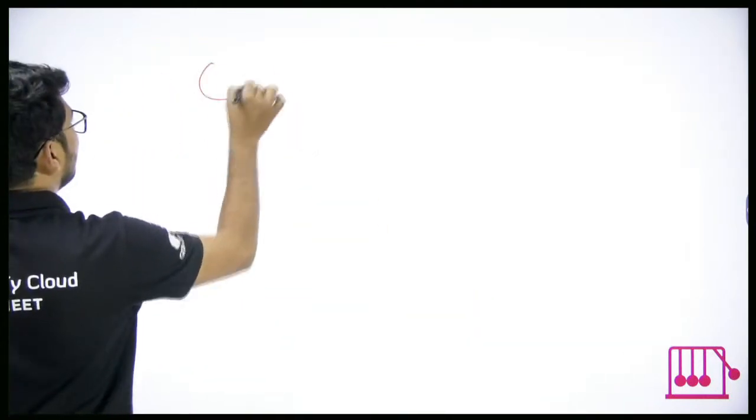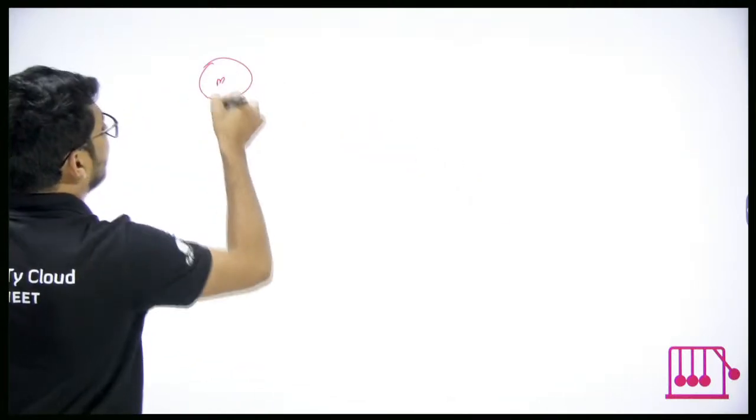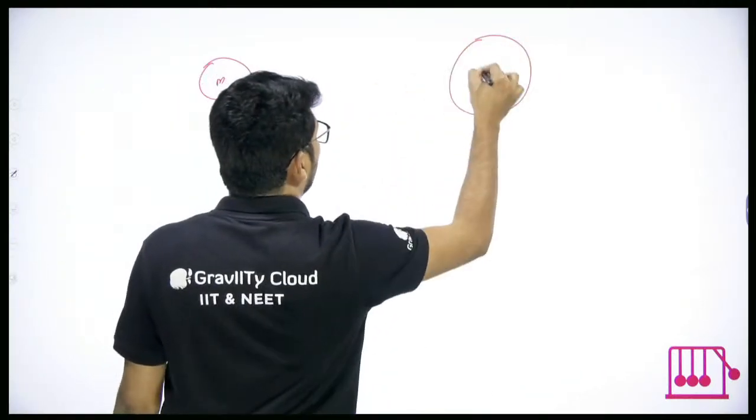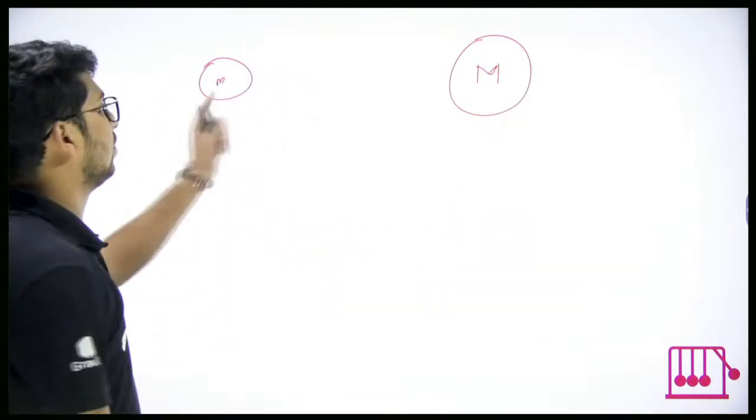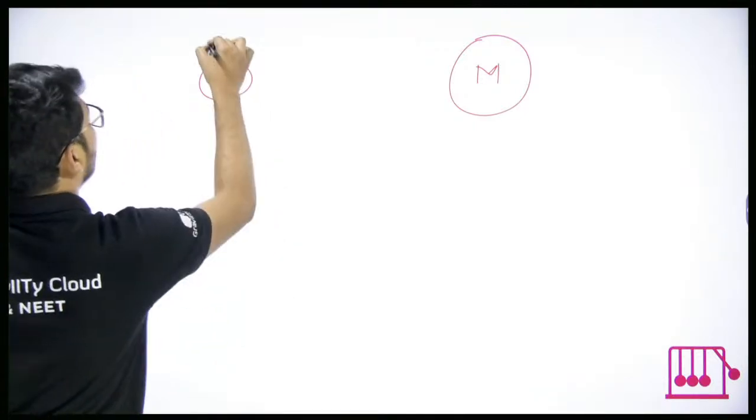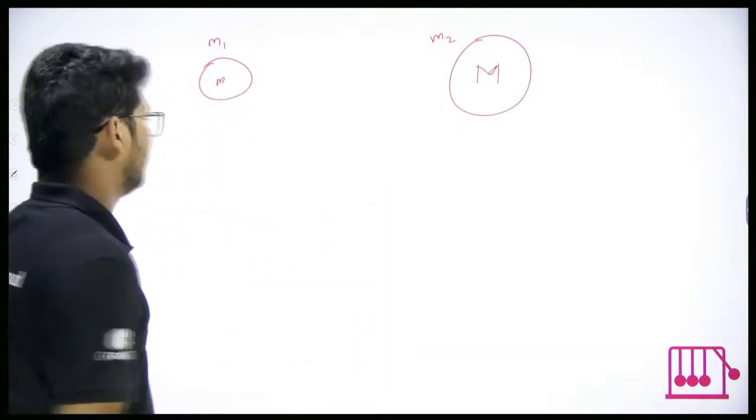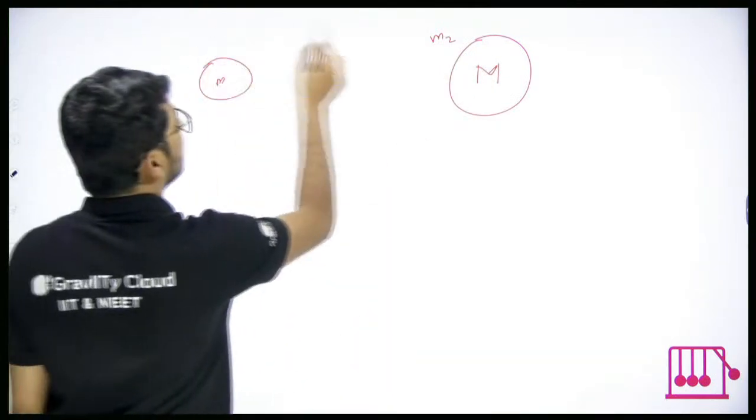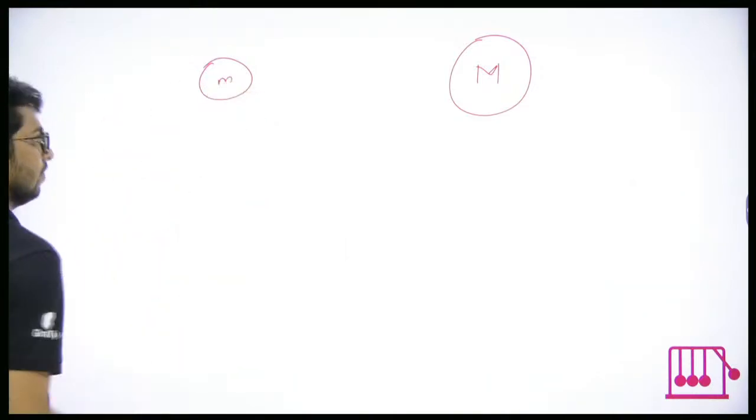So what is that rule? He told that if you take any two objects, one of mass small m and the other of mass capital M. I'm just showing you, they can be of different masses. Small m and capital M to show that they are of different masses. You can take them as M1 and M2 also. It's up to you. You can take any different mass. Okay, I'll take it as small m and capital M.